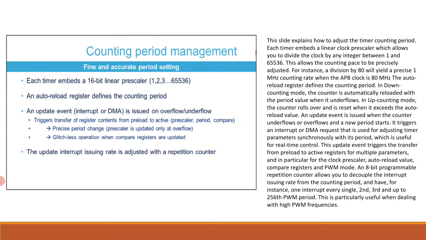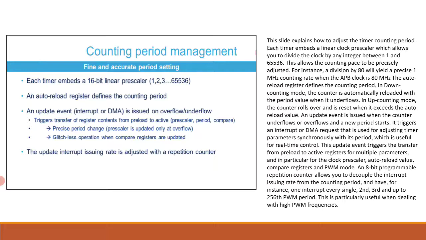This update event triggers the transfer from preload to active registers for multiple parameters, and in particular for the clock prescaler, auto reload value, compare registers, and PWM modes, all the 4 modes. An 8-bit programmable repetition counter allows you to decouple the interrupt issuing rate from the counting period and have, for instance, 1 interrupt every single, second, third, and up to 256th PWM period. This is particularly useful when dealing with high PWM frequencies.